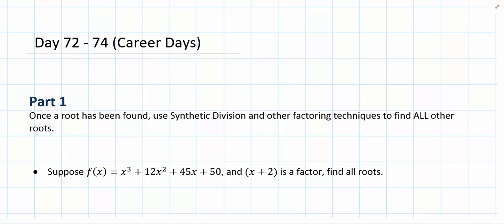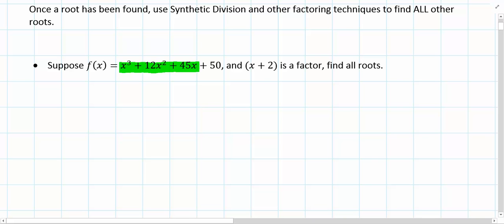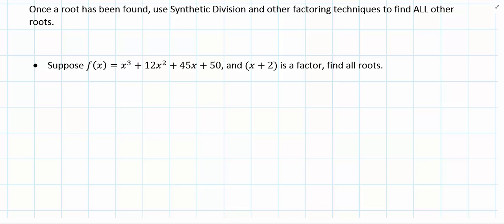In this video, I'm going to use synthetic division and other factoring techniques to find all roots of a polynomial. Now, in this first case, we have a function that is a polynomial. It's x cubed plus 12x squared plus 45x plus 50. And we are also told that x plus 2 is a factor of this polynomial. So that means when I divide it, I should have a remainder of 0. So let's go ahead and check that out.